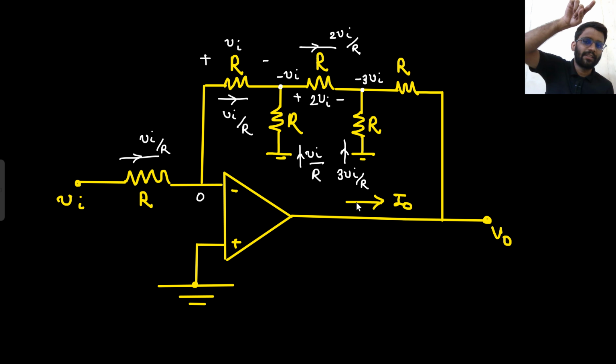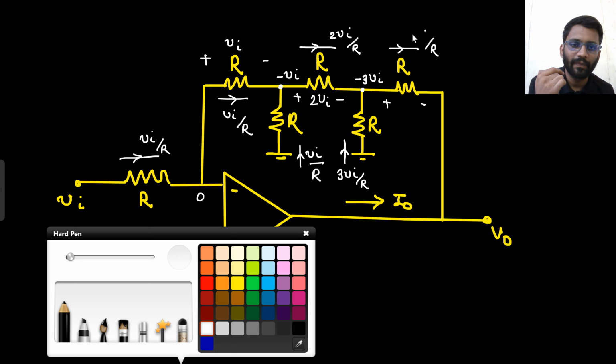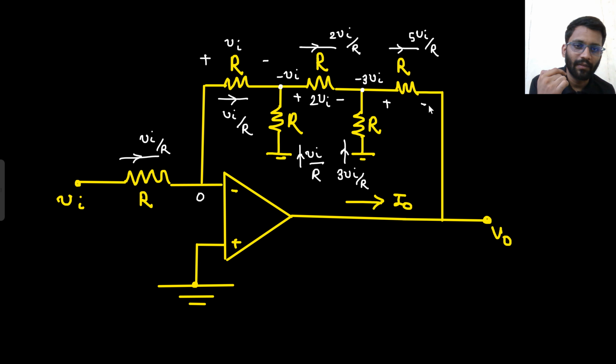So in the upward direction 3 V in by R and 2 V in by R current here. How much current is going here? 5 V in by R. So this current is 5 V in by R. What will be the voltage drop here? Current into resistance, 5 V in by R into R, it would be 5 V in.